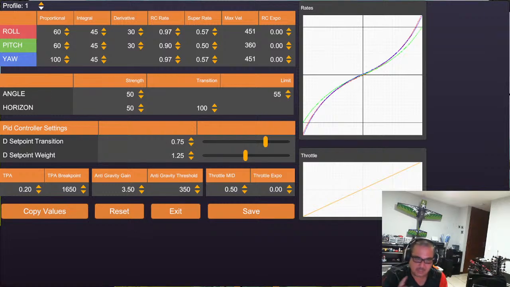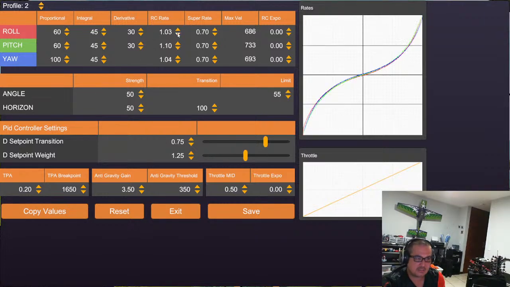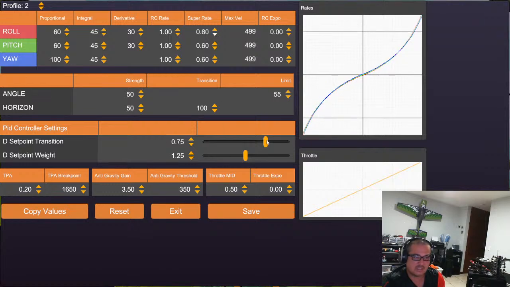One thing I've noticed a lot of people do is, let's go to some default rates here. Let's actually go to some racing rates. Some pretty standard racing rates would be something like this: 500 degrees per second or lower. So let's start with that. A lot of people will actually lower the hell out of their yaw. And this is interesting. I'm going to show you something here.